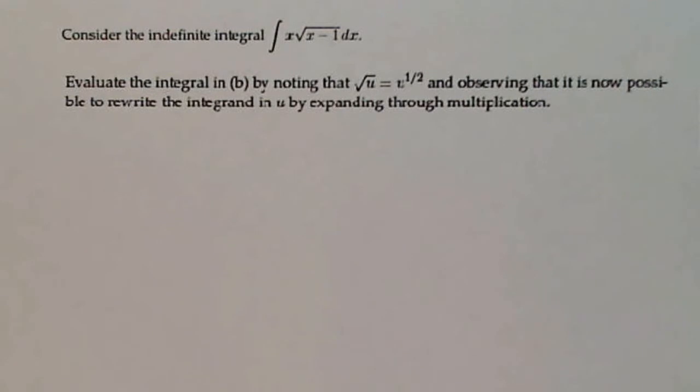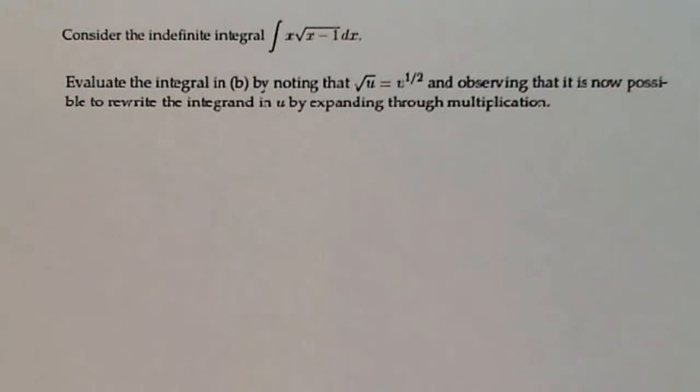Okay, we're going to consider the indefinite integral of x times the square root of x minus 1 dx. Now, the instructions in this particular problem say to evaluate the integral in b. Well, the integral in b is the one that's written above that we're supposed to consider. And we need to remember that the square root of u is u to the 1/2, which we should remember from algebra. And observing that it is now possible to rewrite the integrand in u by expanding through multiplication.